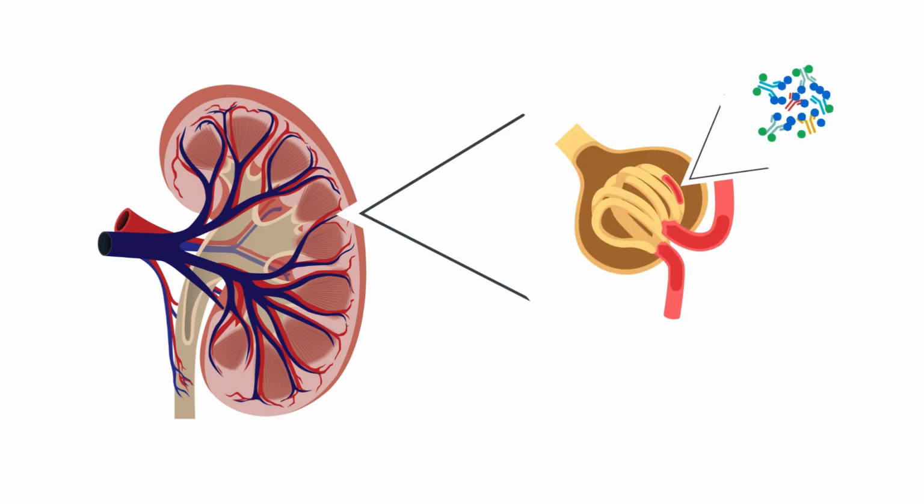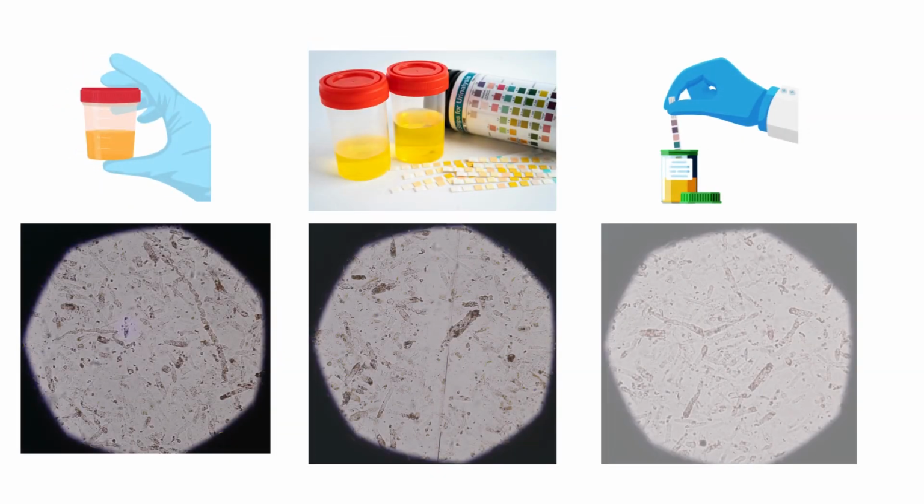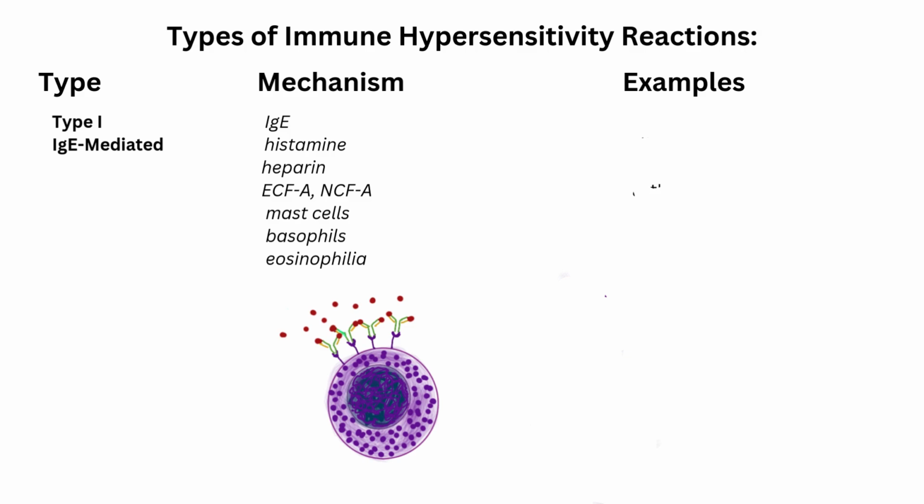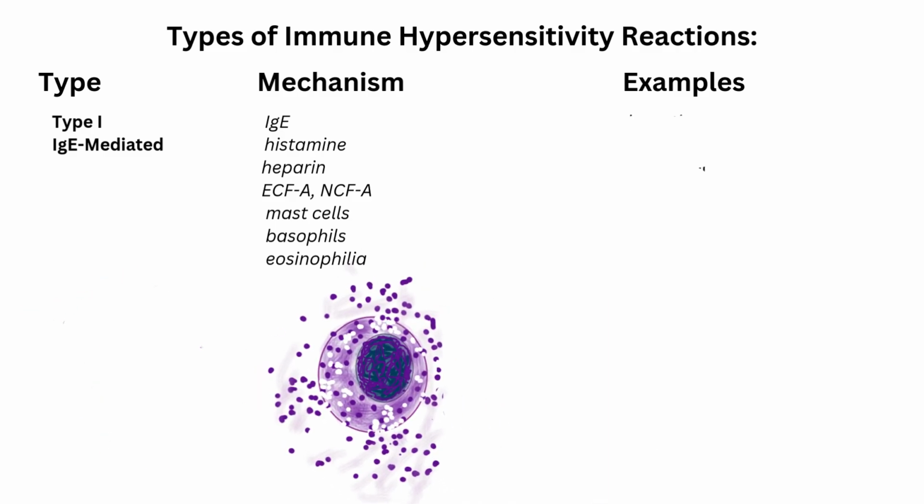A serious complication of lupus arises when immune complexes deposit in the glomeruli with glomerulonephritis. Ominous signs are urinalysis with urine protein and blood in the dipstick and hyaline and RBC casts in the urine microscopy. Let's review briefly the types of immune hypersensitivity reactions with type 1, type 2, type 3, and type 4.